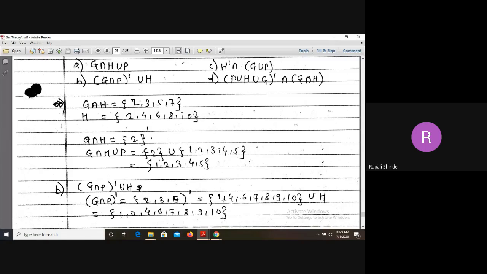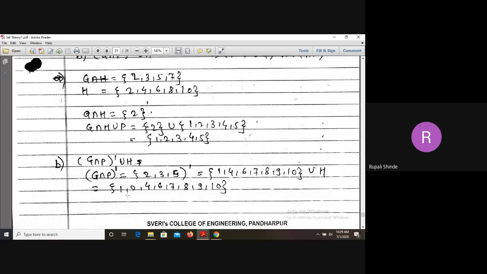And those elements are 1, 4, 6, 7, 8, 9, 10. Okay. Now we have to take its union with H. Again, H contains the elements 2, 4, 6, 8, 10. So take its union. Whenever there is any repetition of an element, we take that element just once. So you will get the answer as 1, 2, 4, 6, 7, 8, 9, 10.